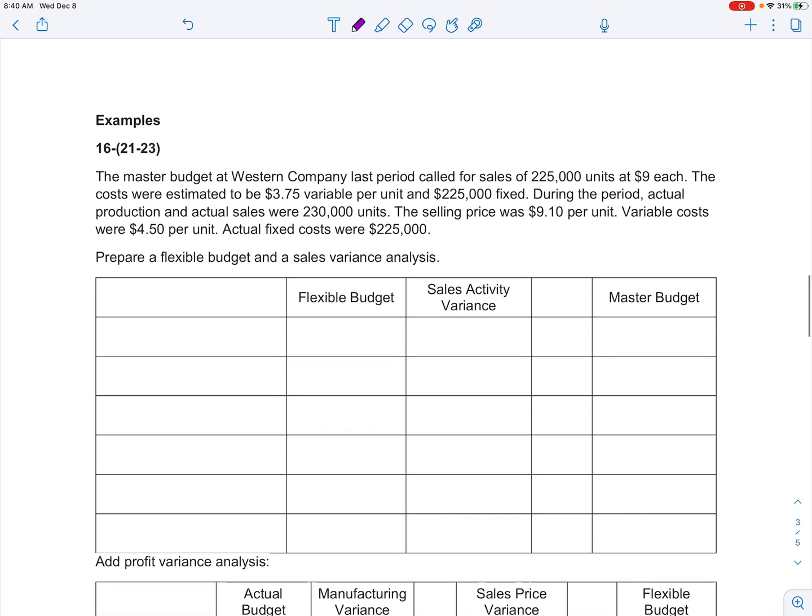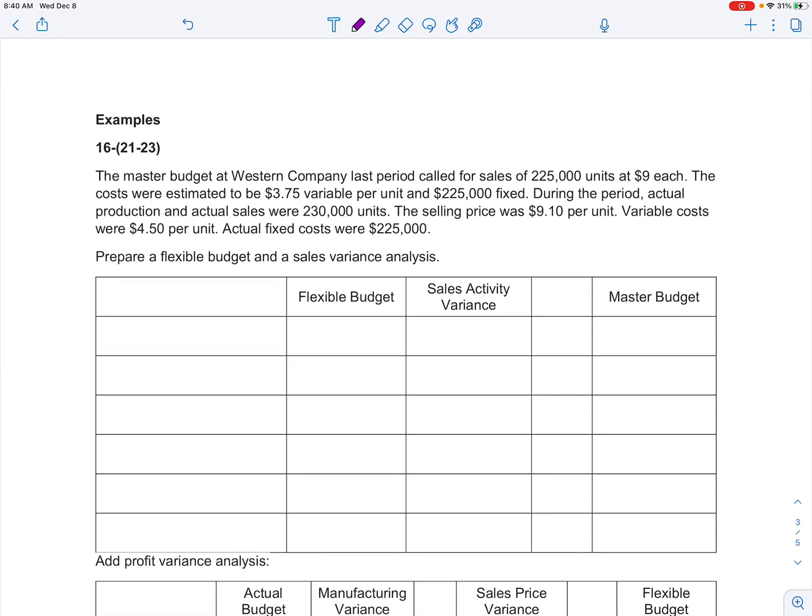So let's take a look at really how this is working out in our problems when they give us numbers and they give us everything we have to compute. So remember, when I'm trying to figure out what my flexible budget is, it's your actual outcome at standard prices. So when I look at problems and they're giving me a lot of information, I'm going to go through and just kind of highlight what I need to know.